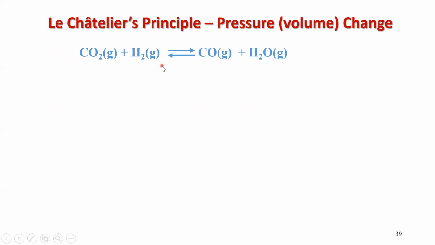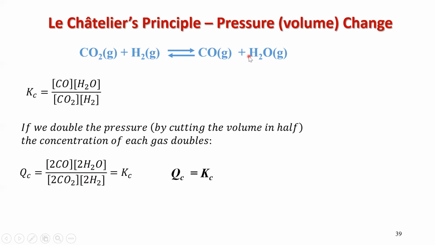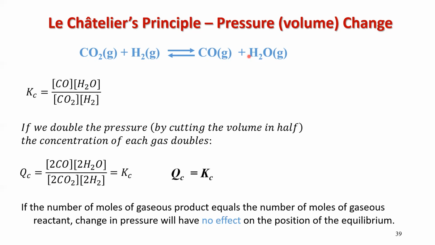So we have our reaction here. Let's look at this. Okay, we've got our products over our reactants raised to the power of the coefficient in the balanced equation. And let's say that we cut the volume in half, which doubles the pressure. Okay, well, doubling the pressure is going to double the concentration of everything. But look at what happens here. Double, double, double, double. This is a 1-to-1-to-1-to-1 ratio. Not going to affect the equilibrium. There's no effect at all.